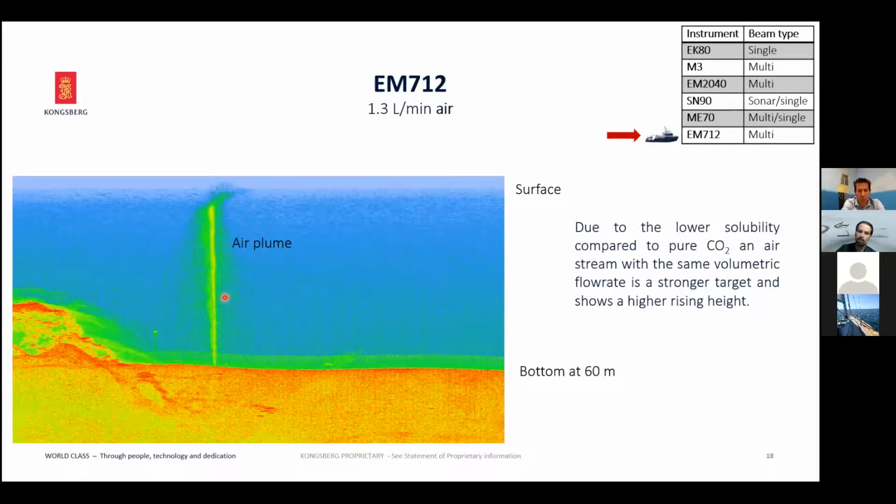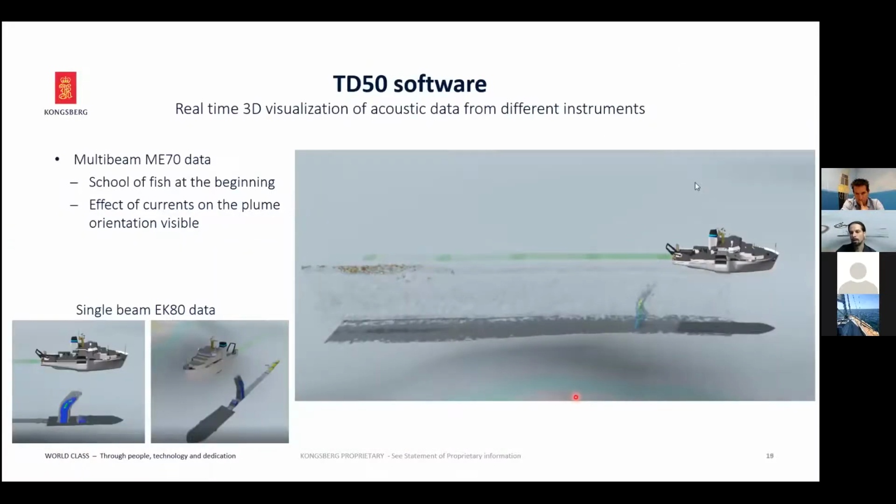And this results from the lower solubility air has compared to CO2. So that's why the rise height of this plume is higher, and the general intensity of the signal is much more distinct. Data from these acoustic sensors can be viewed in real time in 3D in a software solution called TD50 that can visualize the data from different acoustic instruments. And here we have just picked out two.